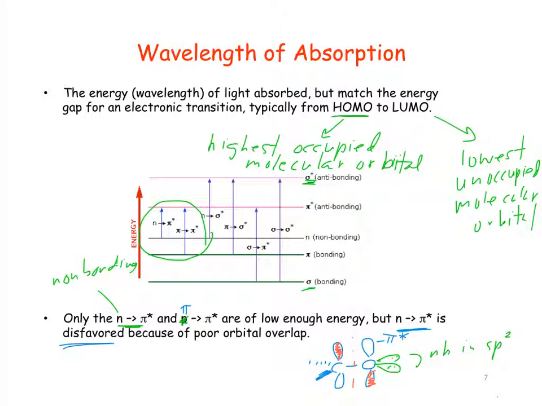So in fact this is disfavored because of poor orbital overlap. It can happen, but it's weak, and a lot of times they call it, oops, I wrote that wrong, it's actually what's called a forbidden electron transition. So pi to pi star is what we see the most. Pi to pi star.